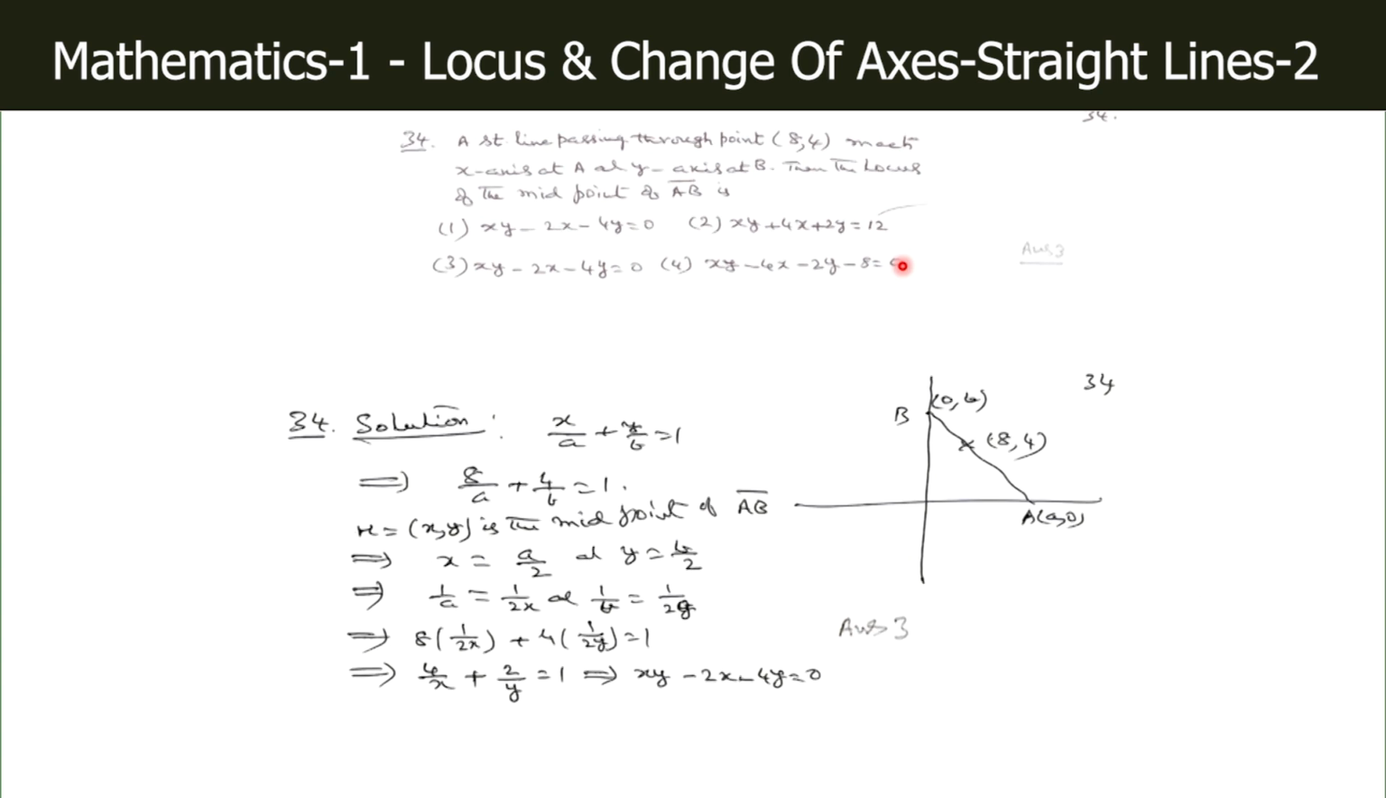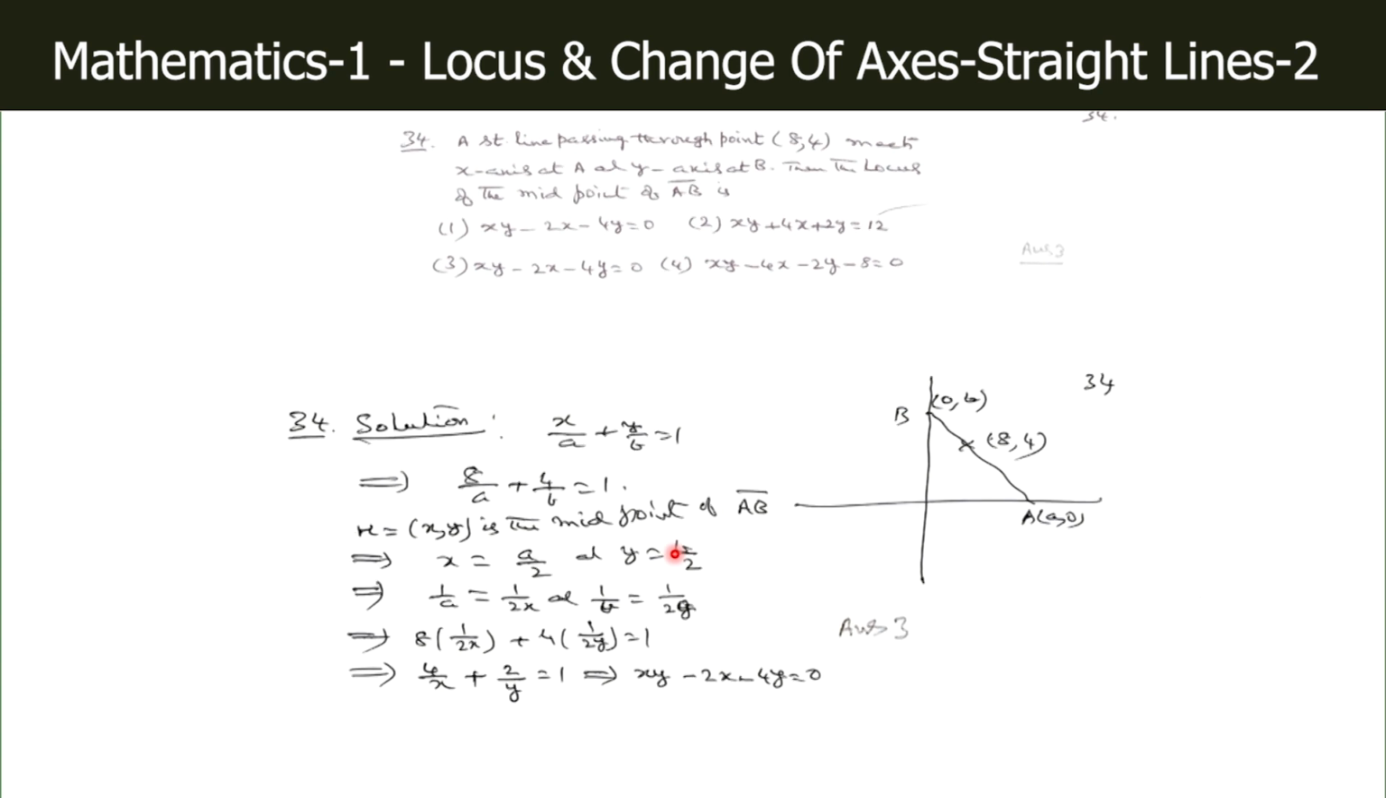As usual, you take the equation of line AB as x by A plus y by B is equal to 1. See the figure. Since it passes through the point (8, 4), 8 by A plus 4 by B is equal to 1. Suppose M(x, y) is the midpoint of AB, then x is equal to A by 2 and y is equal to B by 2.